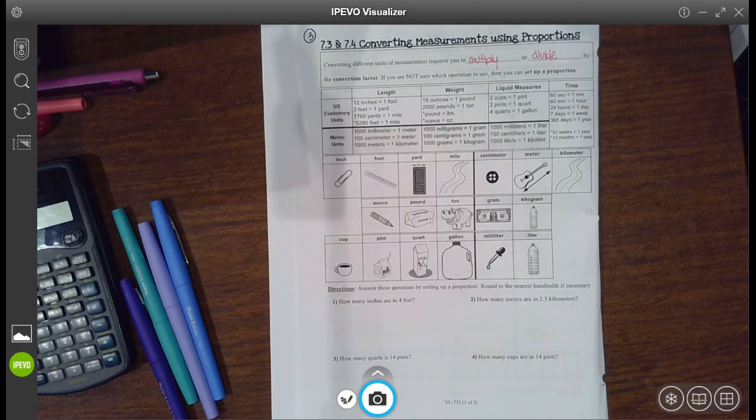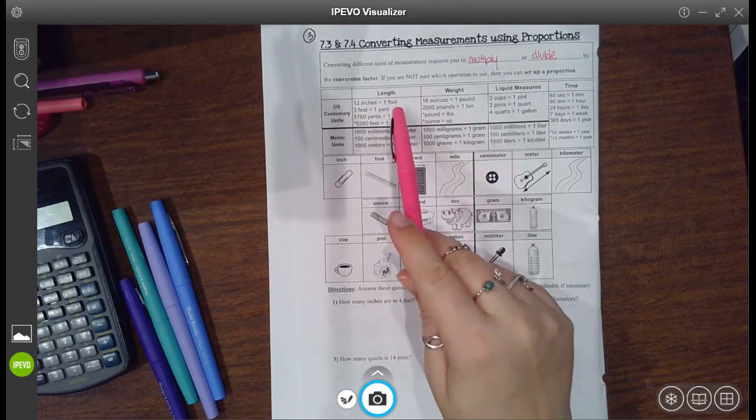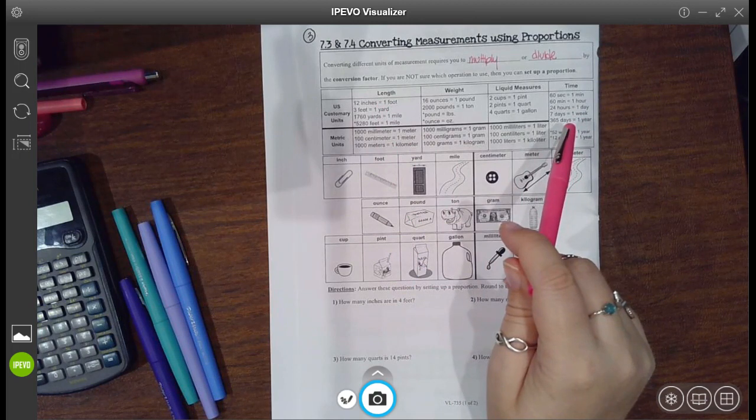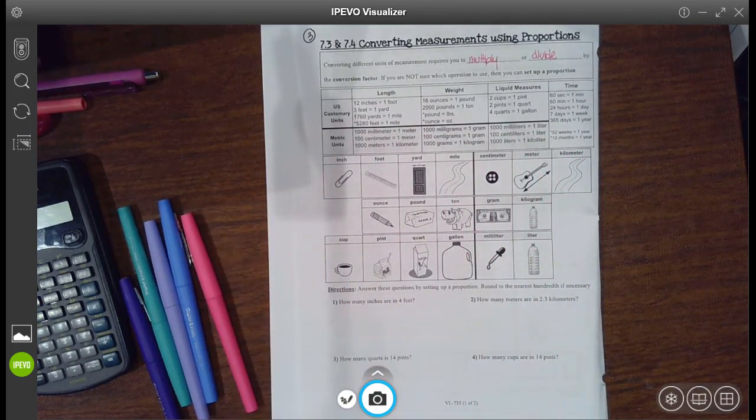Now, these are common measurements that you should know, like 12 inches equal a foot, 3 feet equal a yard. We're going to provide them for you on the quiz if you ever need them, but they are just good to know. Okay, so the first one says how many inches are in 4 feet.